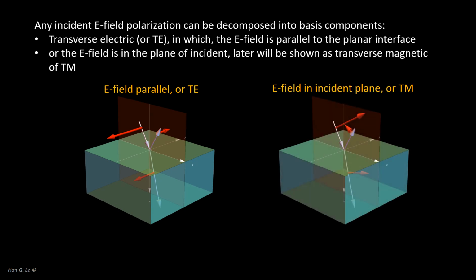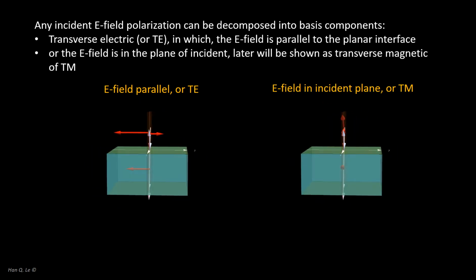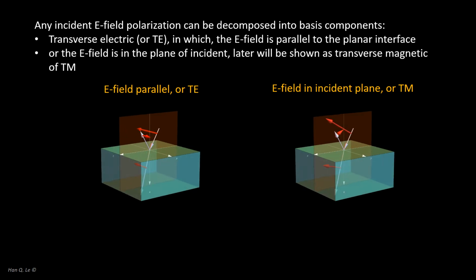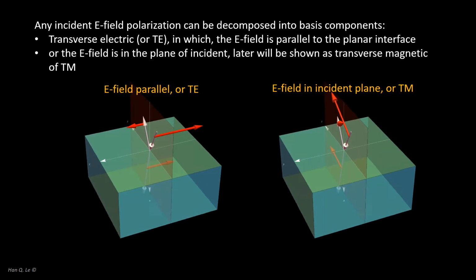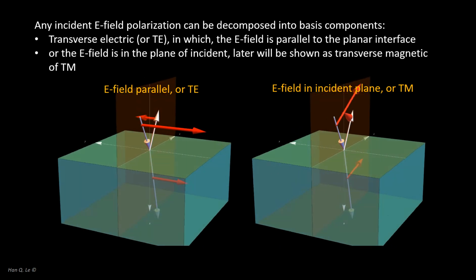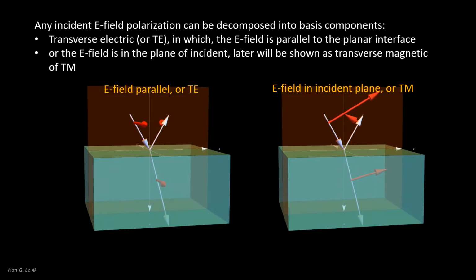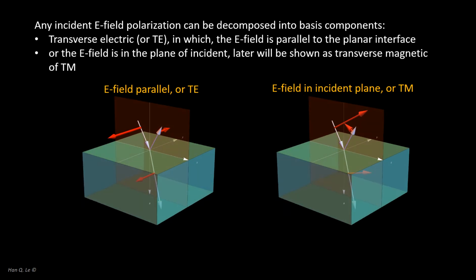The vector basis of polarization is important because it helps greatly to simplify the problem. For the two basis components shown here, all the waves, reflection, and transmission have the same polarization. This simplicity is not true for, say, arbitrary elliptical or circular polarization bases. Mathematically, it reduces E and H field vectors to just a single scalar component with simple equations.